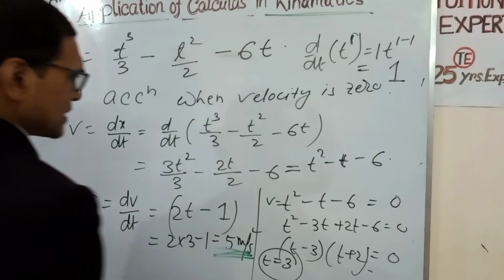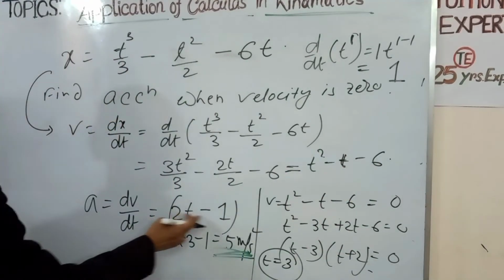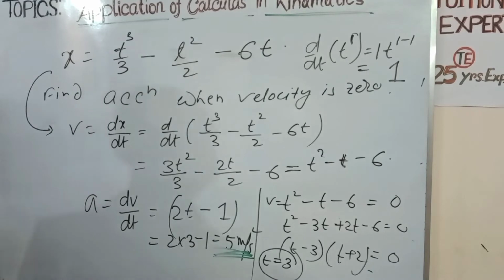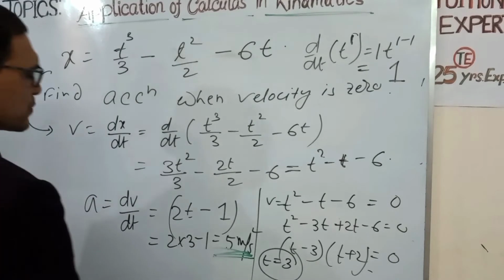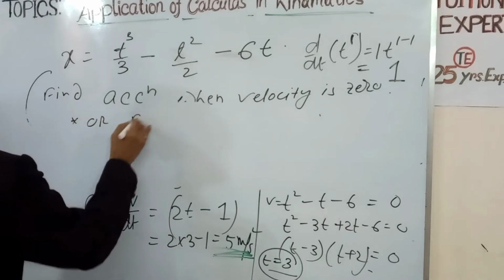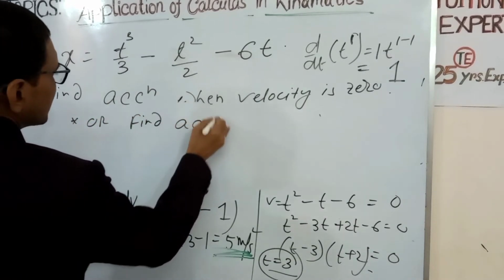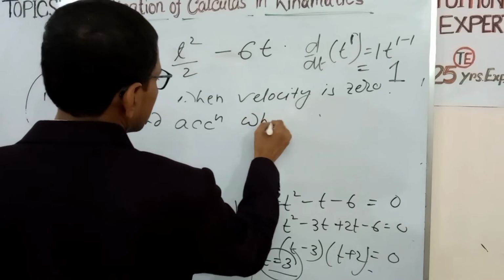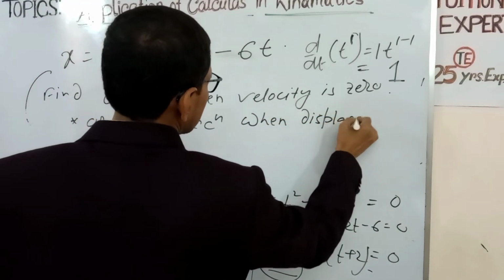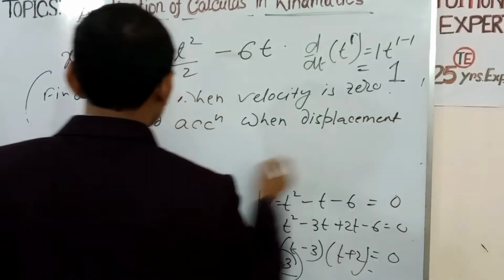You have to remember this. And the derivative of a constant is 0. So 2t minus 1, put t equal to 3 here. We get the acceleration at t equal to 3 second, because velocity is 0 at t equal to 3 second. Or find the acceleration when displacement is maximum.